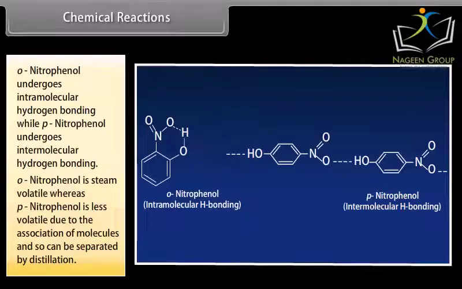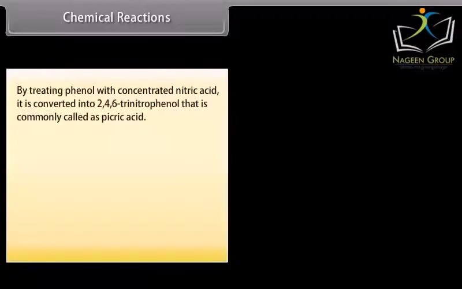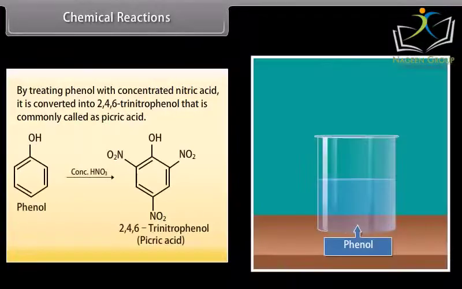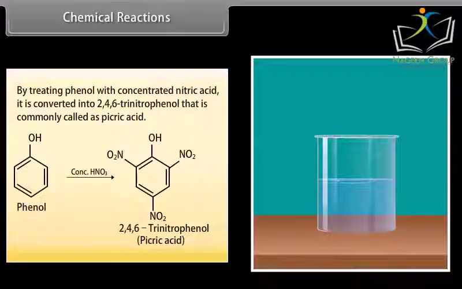Ortho-nitrophenol is steam volatile, whereas para-nitrophenol is less volatile due to the association of molecules and so can be separated by distillation. By treating phenol with concentrated nitric acid, it is converted into 2,4,6-trinitrophenol, that is commonly called as picric acid. Phenol is converted into picric acid by treating it with concentrated nitric acid.